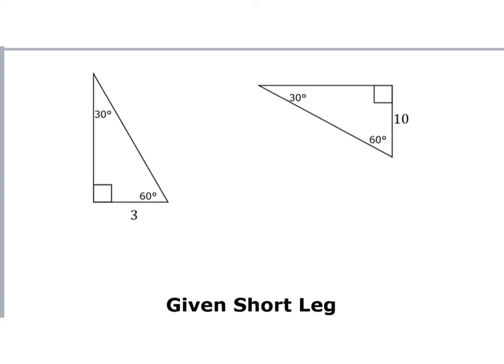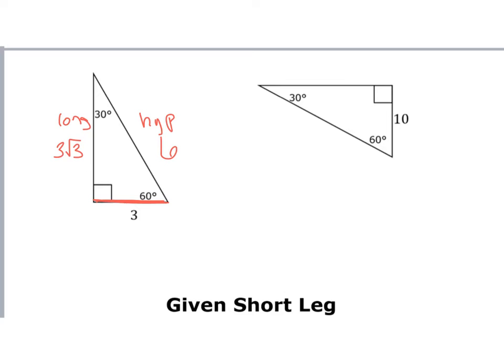All right. Given the short leg, I'm going to start with the short leg in all of these. When I look, I can see they gave me, between the 60 and the 90, my short leg. They gave me the 3. If that's my short leg, what's my long leg? 3 square roots of 3. What's my hypotenuse? 6. That's the one that doubles. You just double the short leg.